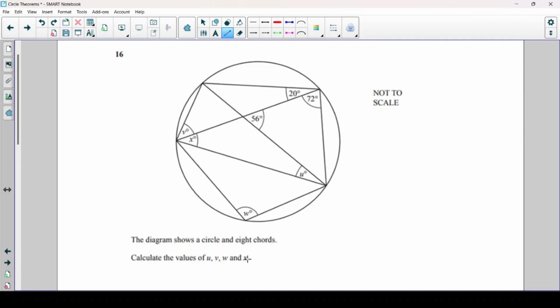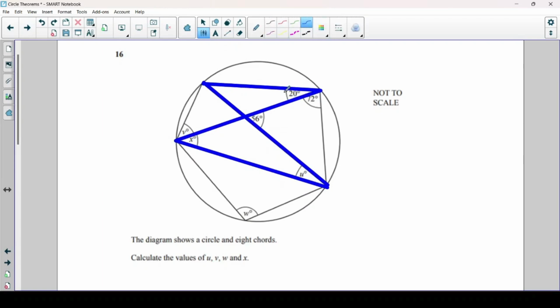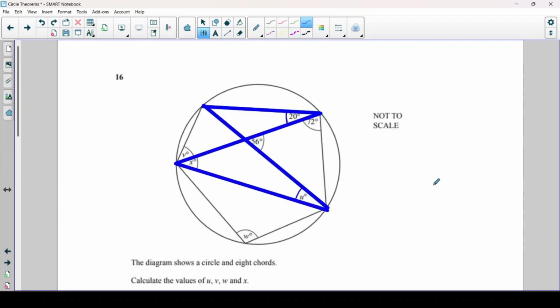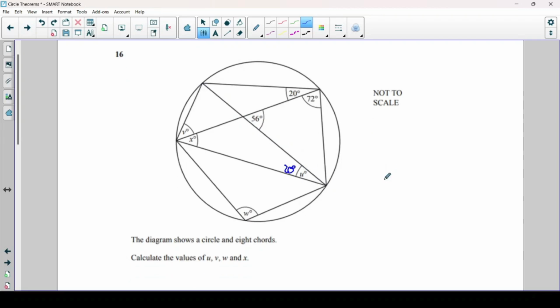We're asked to find u, v, w and x. Usually it makes sense to start with whichever one they said first, so u first. Is there another angle subtended by those same 2 points? Yes, there is. There's this one that we already know up here. We've got that bow tie shape, so that means those two are equal. So u is equal to 20 degrees. Let's add that to the diagram and put it on our answer line.